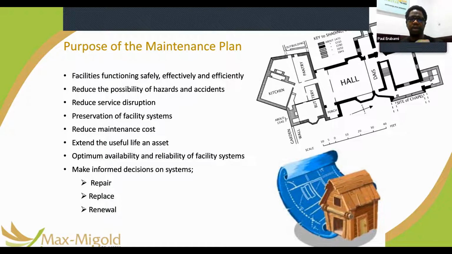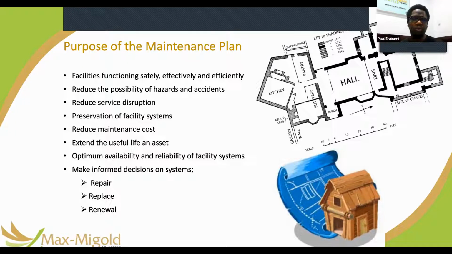It's safe, it's meeting our needs exactly how we want it, and it's not costing us too much or taking us too much time or creating distractions or failures in other areas, as efficient resilience. Reduce the possibility of hazards and accidents. Of course, if your equipment is effective and efficient and it's safe, hazards and accidents will be reduced or eliminated.